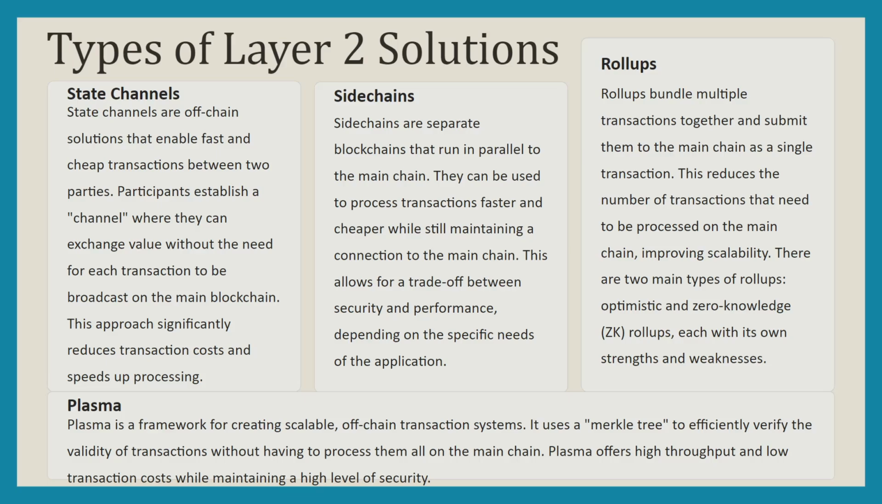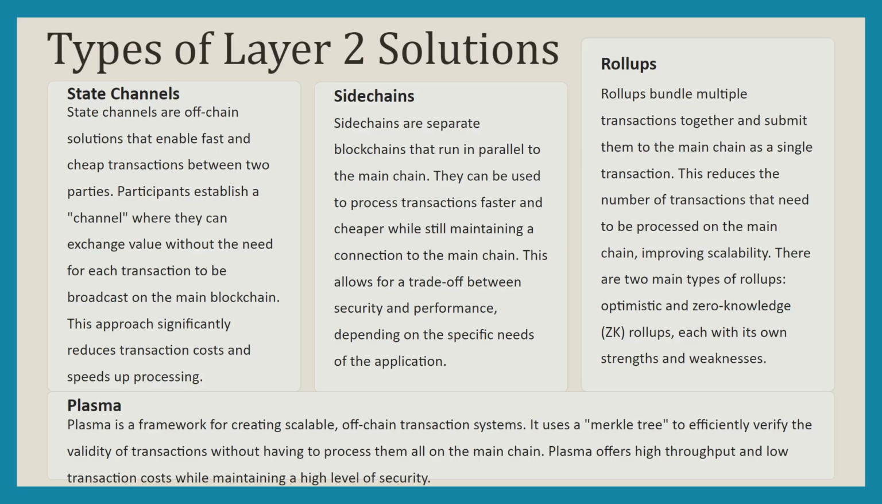Rollups bundle multiple transactions together and submit them to the main chain as a single transaction. This reduces the number of transactions that need to be processed on the main chain, improving scalability. There are two main types of rollups, optimistic and zero-knowledge, called ZK rollups. Each has its own strengths and weaknesses, right?